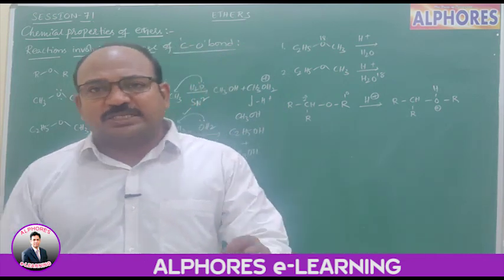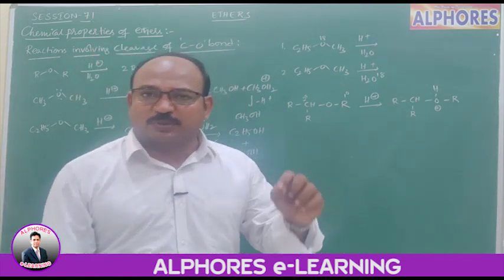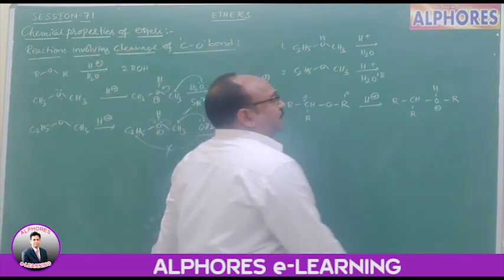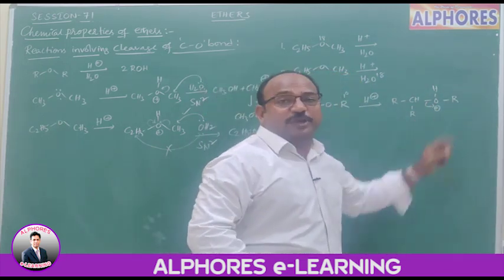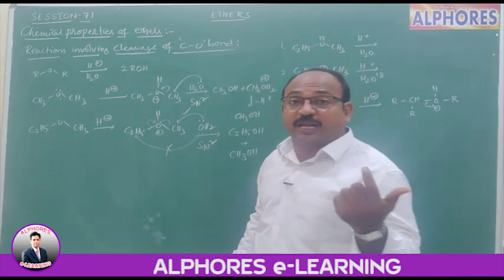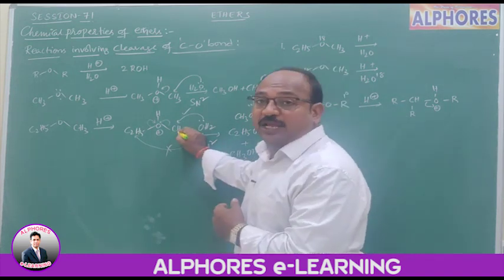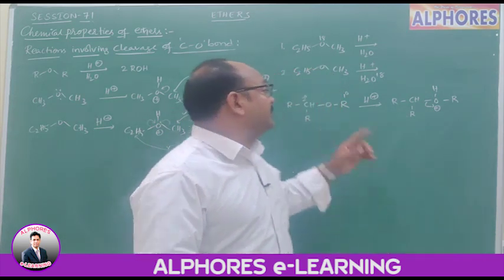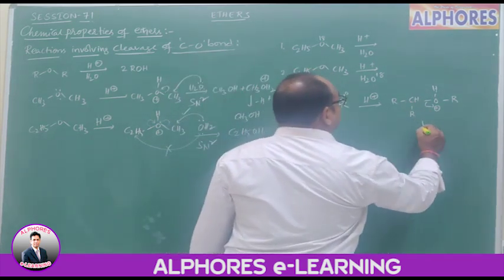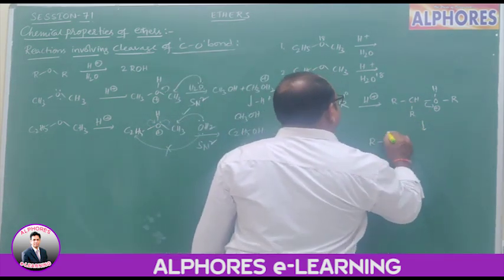That is, say R, CHR, OR. That means here this alkyl carbon is secondary carbon, this one is primary. So one is primary, another one is secondary. This one upon treatment with H plus, we will get OH plus RCHR OH plus.